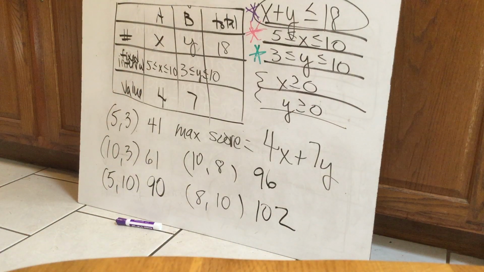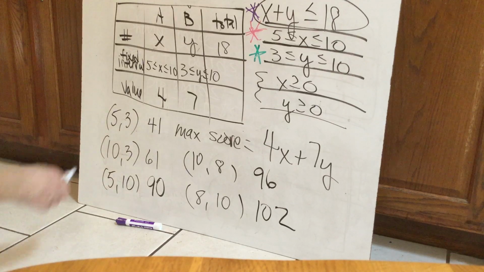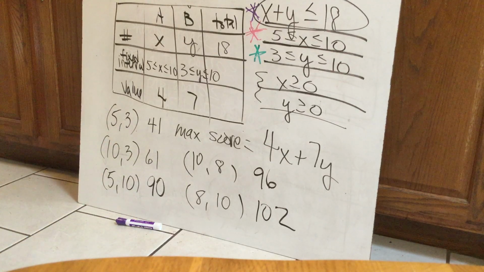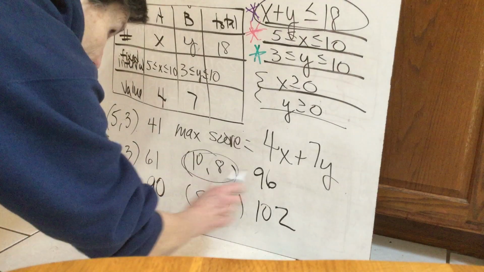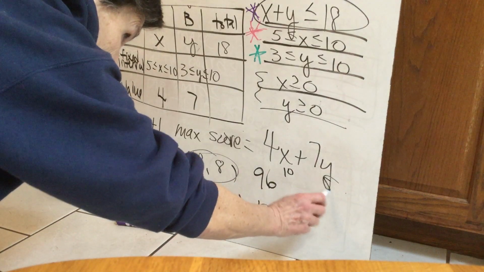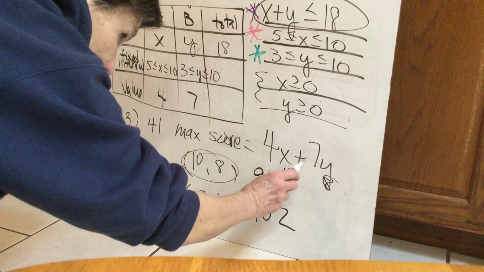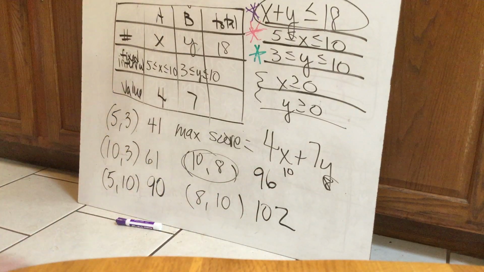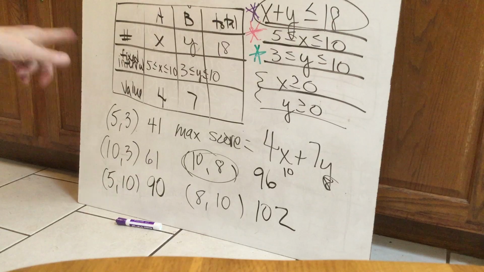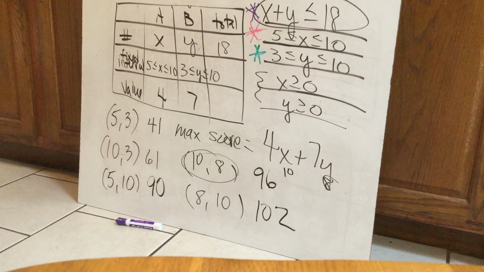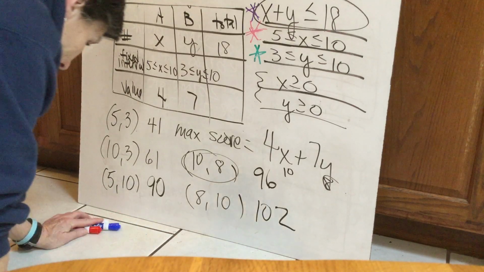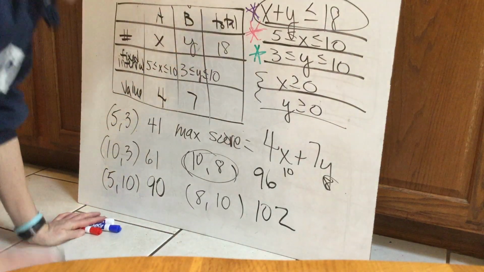So again, if you're not sure about what I'm doing here, these are your x's and y's. So for example, to find this one, I put 10 in here and 8 in here. So 4 times 10 plus 7 times 8, and that's how I got 96. And I have to do that for every single point.